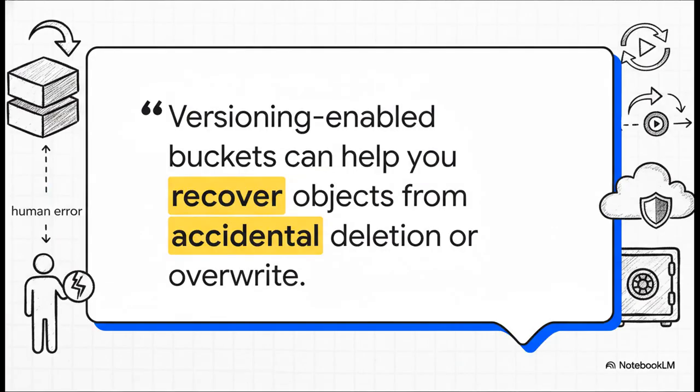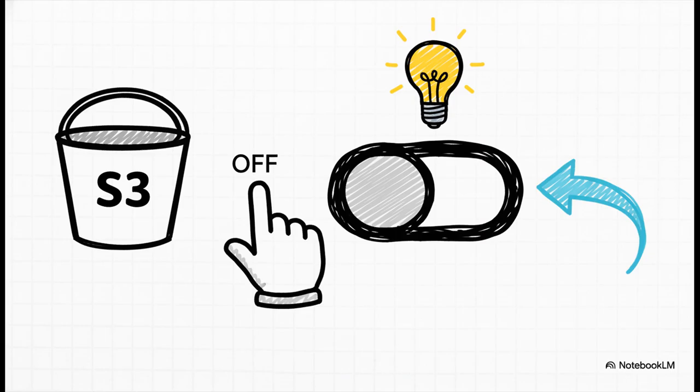And hey, don't just take my word for it. AWS themselves say it loud and clear in their documentation. Versioning is specifically designed to help you recover from mistakes, whether it's human error or something an application did by accident. Okay, pencils down, this is a huge exam tip. As amazing and powerful as S3 versioning is, it is turned off by default. You have to manually go into your bucket settings and turn it on. They want to know that you know that. So remember, versioning is disabled by default.